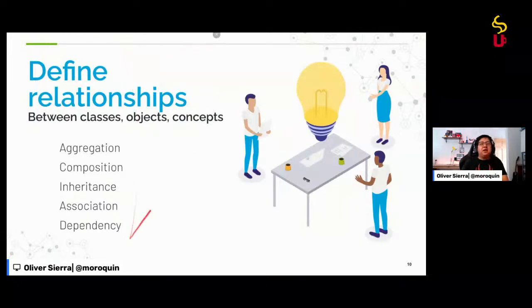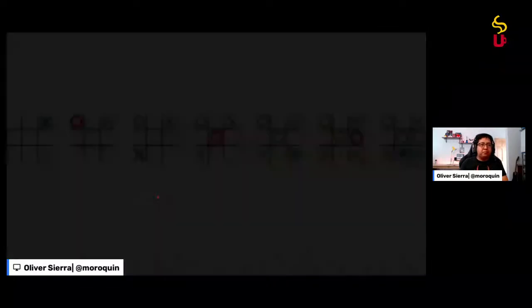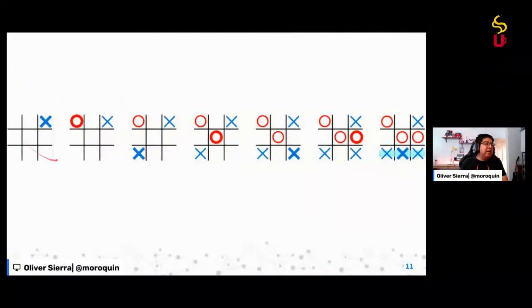So in the next slides, I'm going to talk about the problem. The problem that we are going to face this time is tic tac toe. I think that every one of you knows tic tac toe and has already played it. But before that, the most important relationships that we are going to discuss are aggregation, composition, inheritance, association, and dependency.